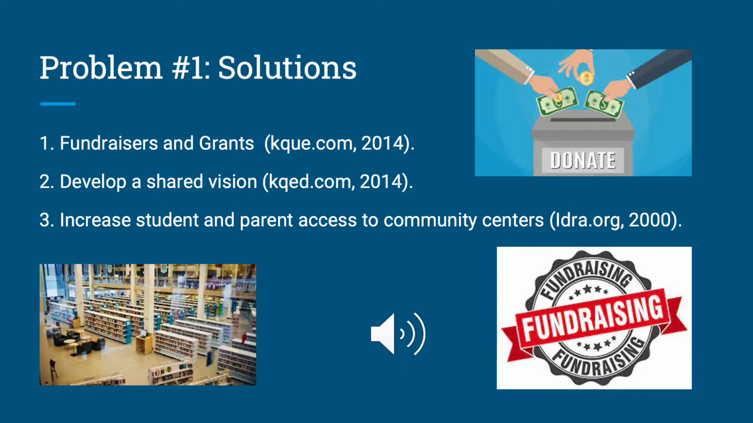Number two would be develop a shared vision. This is very important, especially including maybe an educational board, a school board. This would be very important with the community, allowing them to have a shared vision of how they want to get this money and how they want to use technology in their classroom. Number three would be increase student and parent access to community centers. So even if you can't necessarily bring technology into the classroom, it's good to give students and parents access to other ranges of it. For example, a public library or allowing students to use a computer lab in school.